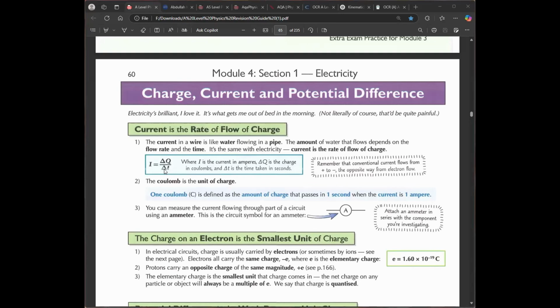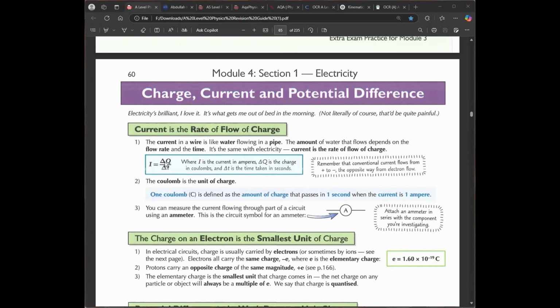Okay, so electricity, we're going to start. It starts with current. I think most of this you would already know from GCSE. So current is basically charge per time, the flow of charge, basically the rate of flow of charge. That's current. The formula is very simple.